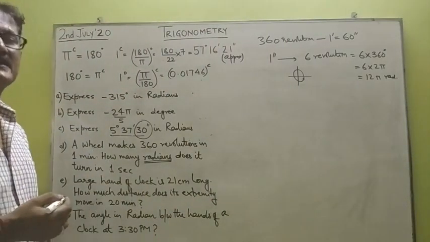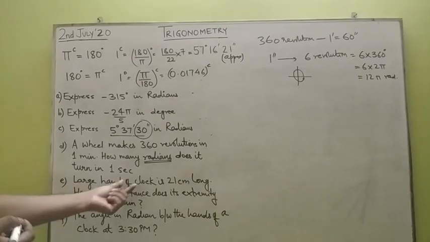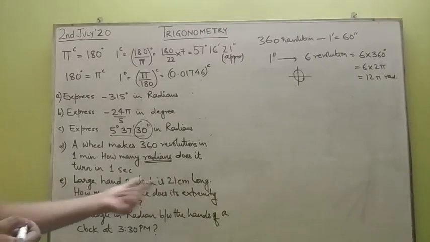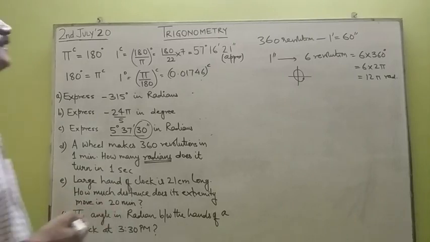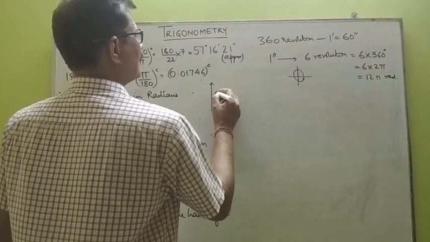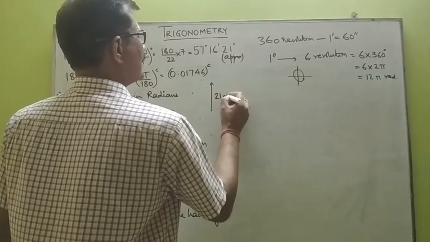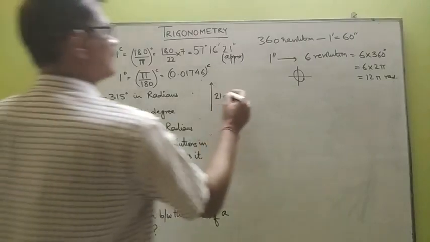Moving on to question number E now, which says that the large hand of a clock is 21 centimeters long. How much distance does its extremity move in 20 minutes? So large hand means minute hand, and the length of the minute hand is given as 21 centimeters. It means it is the radius of the minute hand.